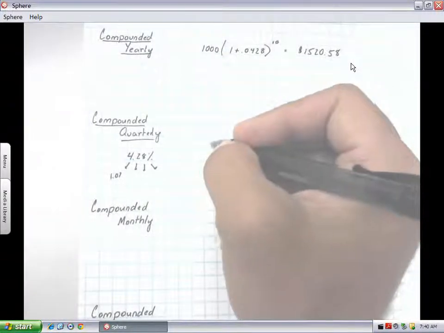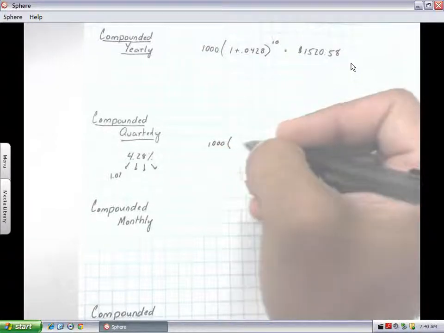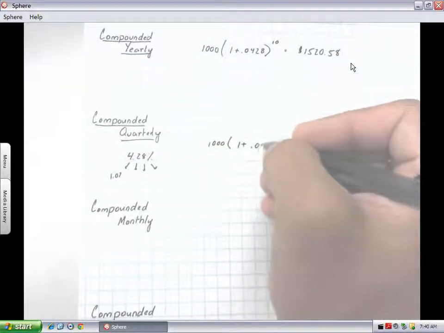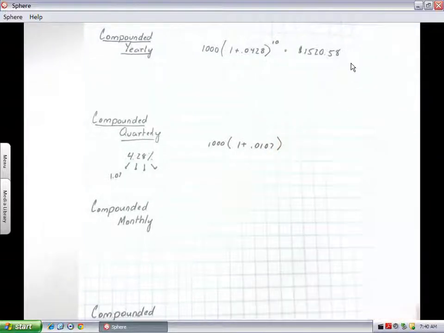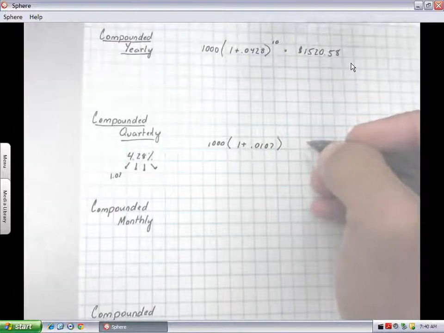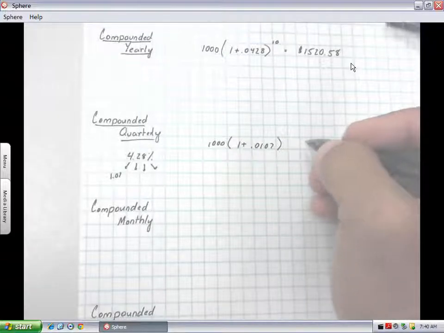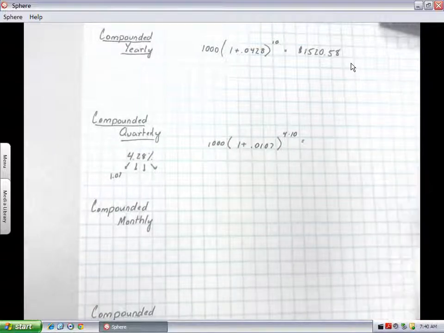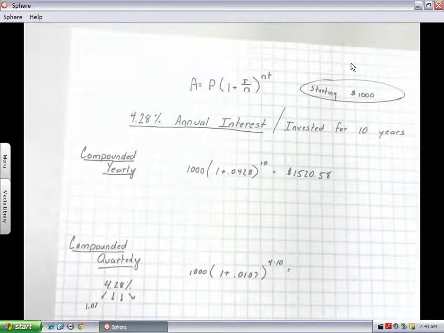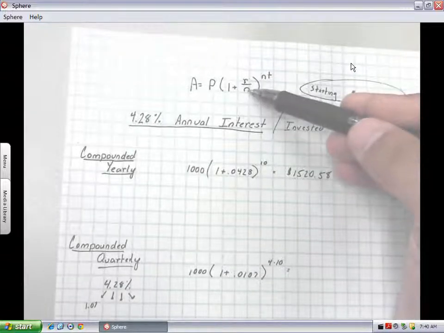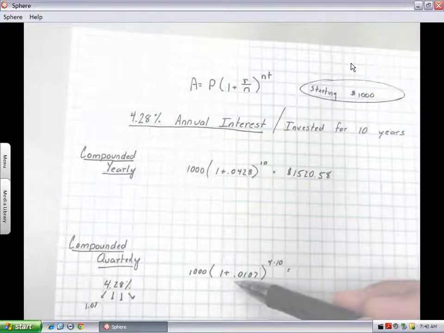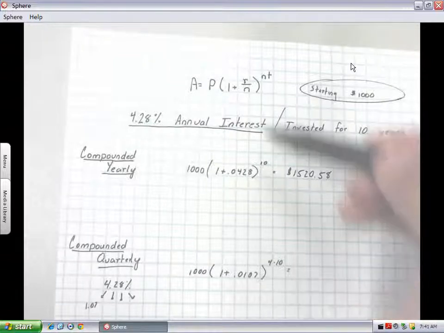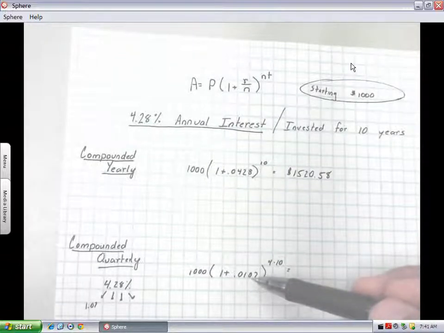So in this case, it's 1,000 times 1 plus 0.0107. Okay, now it's 10 years, but each year involves 4 times compounded. So it's 4 times 10, the 40th power. You may be looking at the equation at the top of the page and wondering, why didn't you use that? Well, I did. R over N, 0.0428 divided by 4 is 0.0107. So I did use that equation, I just did it in my head rather than writing it out.